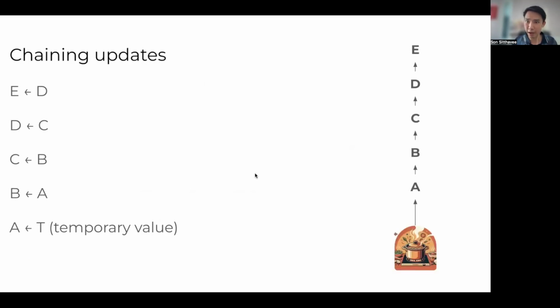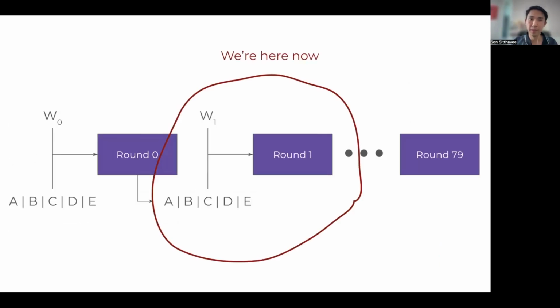So you can see that all the A, B, C, D, E values have now changed. After we cook the first round, the temporary value is assigned to A, A moves to B, B moves to C, C moves to D, D moves to E, and now all of A, B, C, D, E have changed. And then we do it again for the second round.